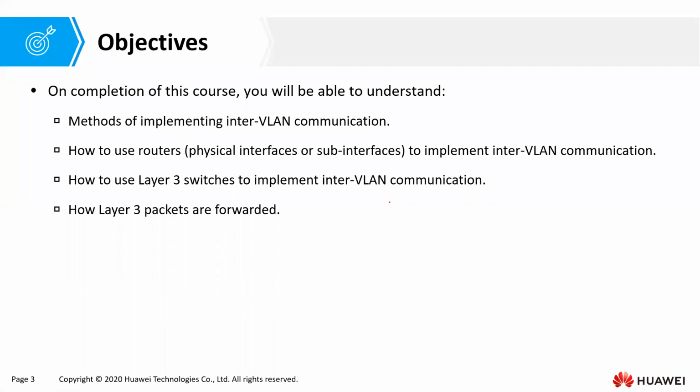By the end of this, we're able to understand the methods of implementing inter-VLAN communication. As we are going to see, we can do it using a layer 3 switch, or we can do it using a router that is connected to both VLANs via .1Q termination. Then we should be able to know how to use the router, physical interfaces or sub-interfaces, either of them, to implement inter-VLAN communication, and also how to use layer 3 switches. So those are the two ways that we implement inter-VLAN communication, and how layer 3 packets are forwarded at the end of the day.